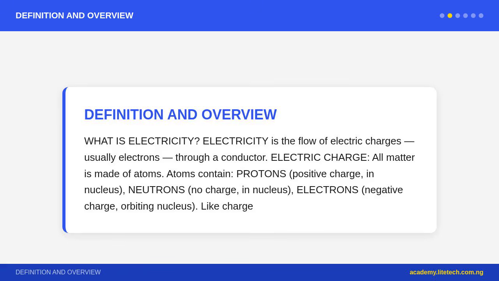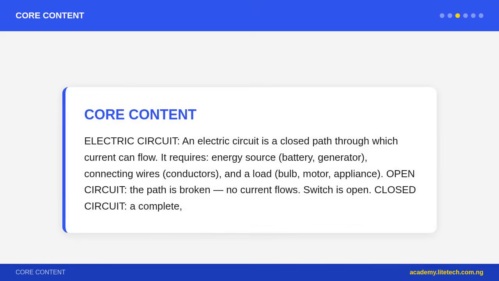Circuit symbols, used in circuit diagrams. Cell, battery or multiple cells, switch open, switch closed, bulb or lamp, resistor, ammeter, A, voltmeter, V, connected in parallel, wire, straight line.